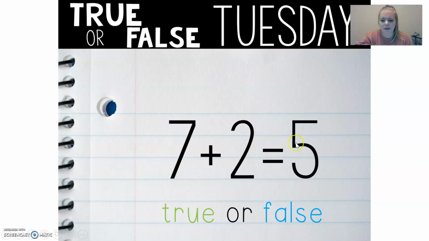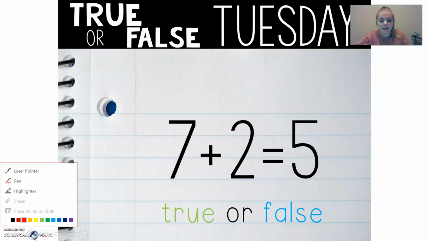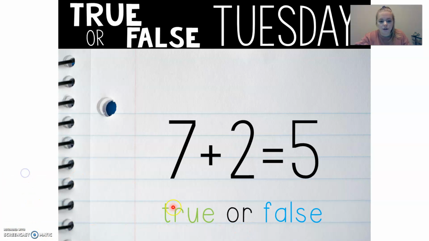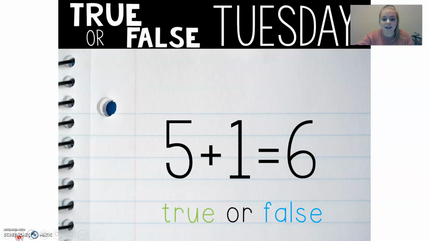7 plus 2 equals 5. You can write down on a separate piece of paper if that's true or if that's false. The words are down here, okay? True is in green. So true is right here in green and false is right here in blue, okay? You can pause the video to work on it and figure it out. All right, so yep, 7 plus 2, that's true. It does equal 5. All right, here's our next one.